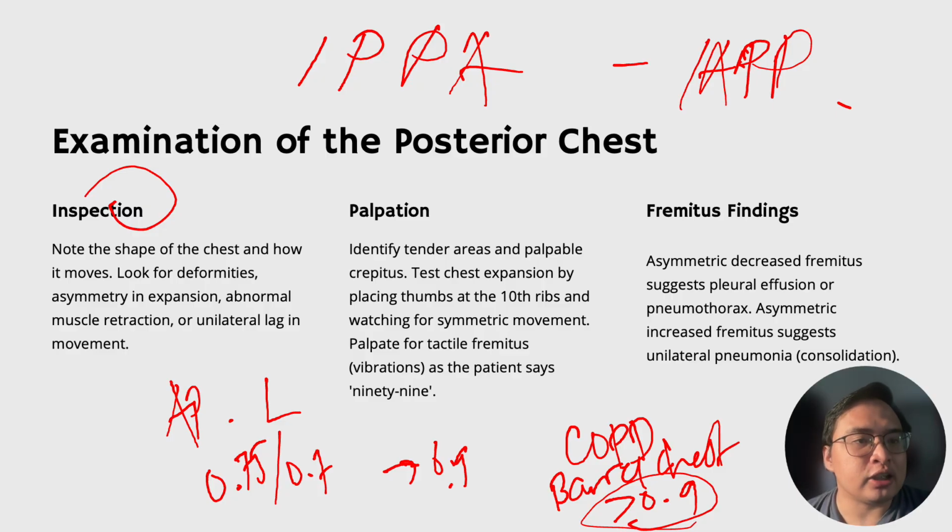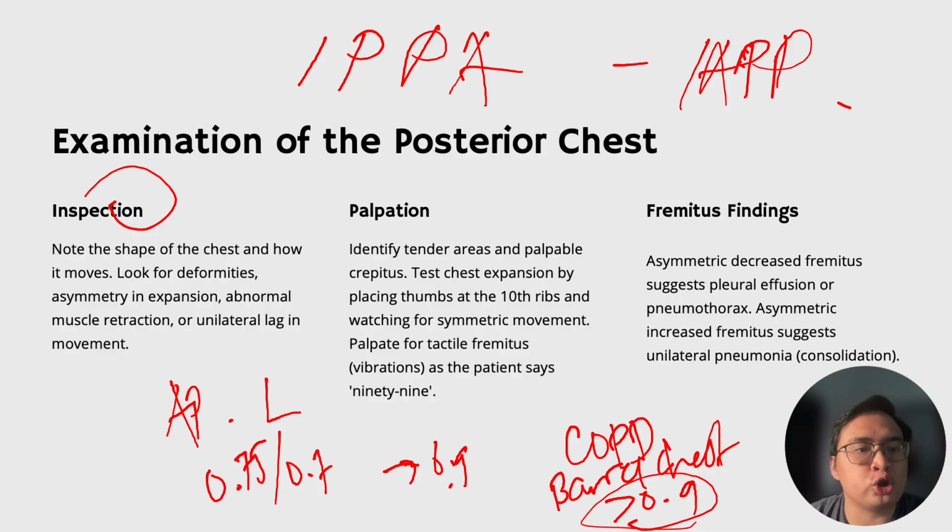Okay, so aside from that, you could also note how the chest moves. Is it symmetrical or not? Sometimes if there's a very large pleural effusion, it could become asymmetrical. You need to look for deformities. So it could be anatomical, like pectus carinatum or pectus excavatum. So these are rib cage anomalies.